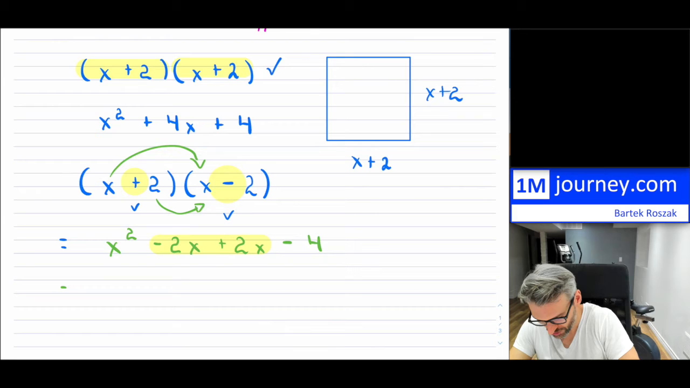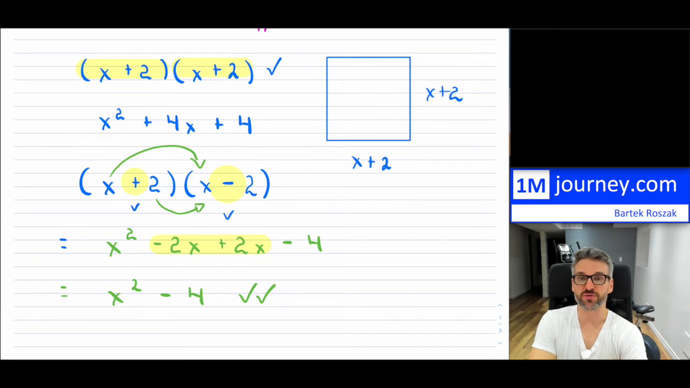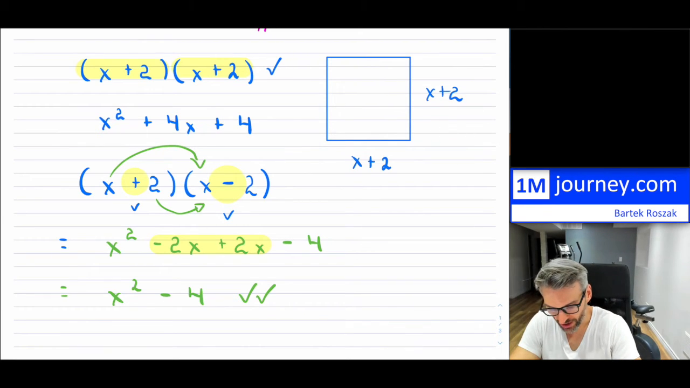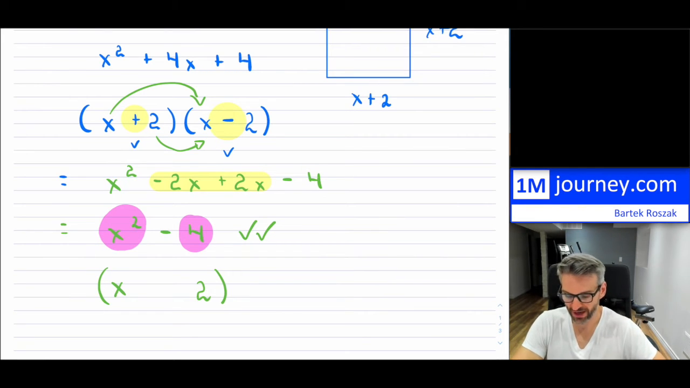Therefore, this quadratic is no longer a trinomial, it's actually a binomial because there are just two terms. And now this looks pretty nice. If you have these difference of squares, notice that if you take the first term and take the square root of it, it's going to be your x. And if you take the square root of your 4, that's going to be your 2.